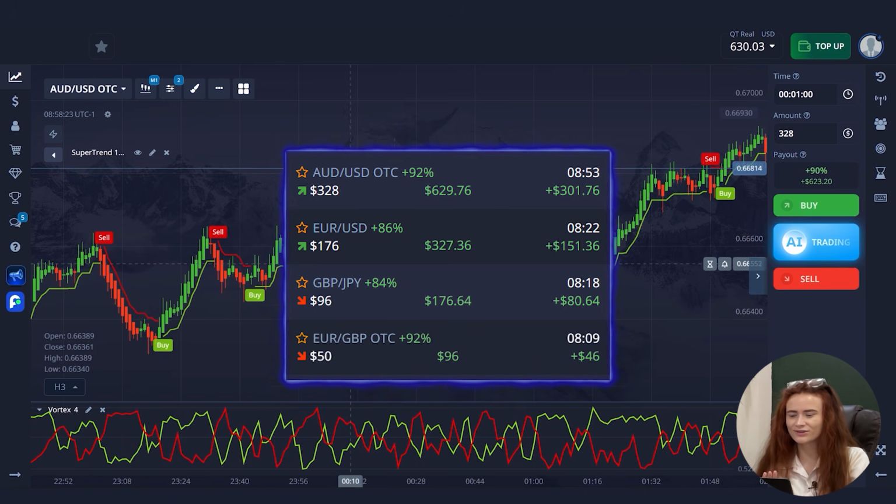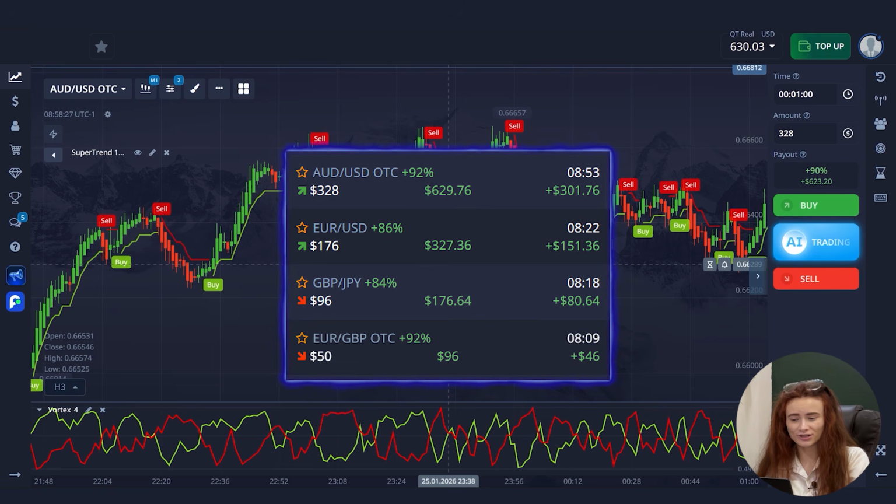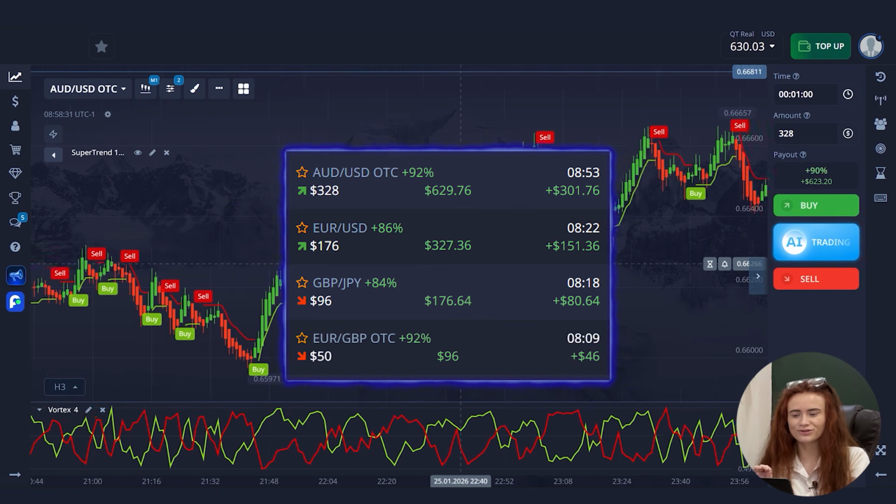Remember, your task is not to guess the movement, but to make a balanced decision. Review the video, break down the key points, and try to repeat the logic.